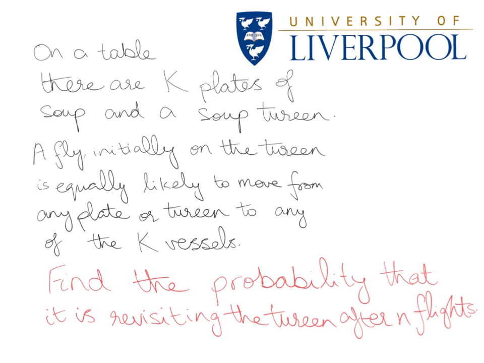As an example of a flip-flop Markov chain, let's consider that on a table there are k plates of soup and there is a soup tureen. A fly which is initially on the tureen is equally likely to move from any plate or the tureen to any of the k vessels. And we wish to find the probability that it is revisiting the tureen after n flights.